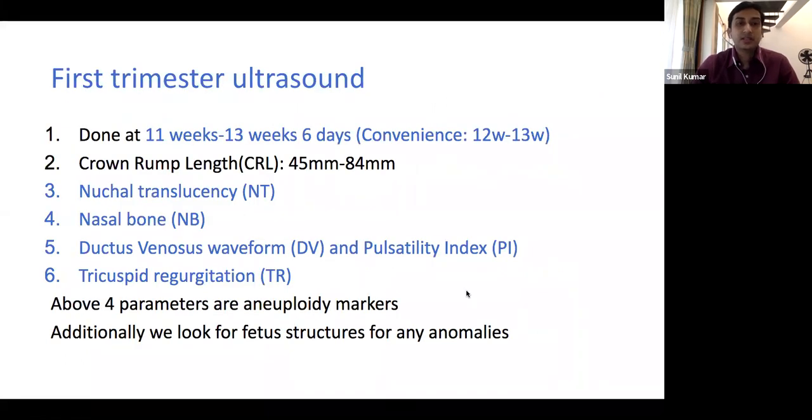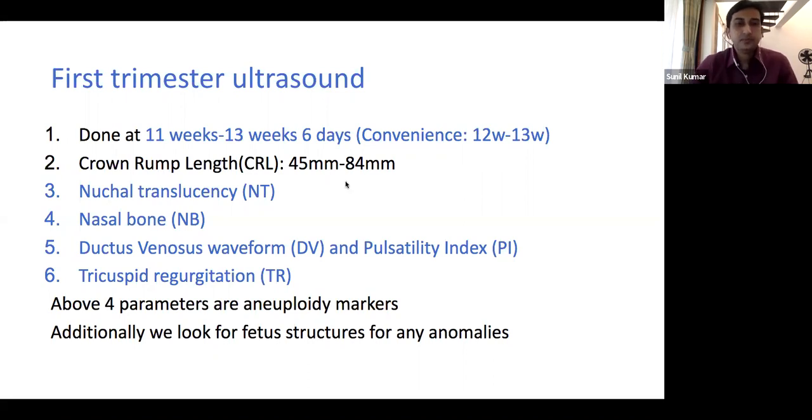Coming to the first trimester ultrasound, which is done at 11 weeks to 13 weeks, 6 days, we call the patient to come between 12 to 13 weeks. The reason being, at 11 weeks the scan machine resolution may not be as good. Higher end machines can pick up the resolution of the NT scan and give the NT value, but in low platform machines, it is very difficult to assess the nuchal translucency thickness and nasal bone at 11 weeks. That's the reason 12 to 13 weeks is an ideal time to call the patient for the NT-NB scan.